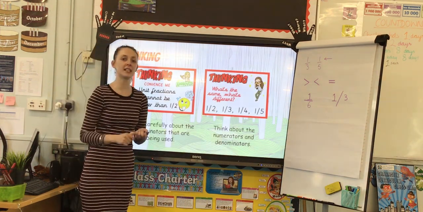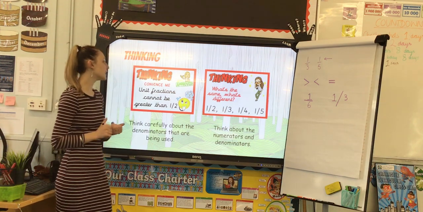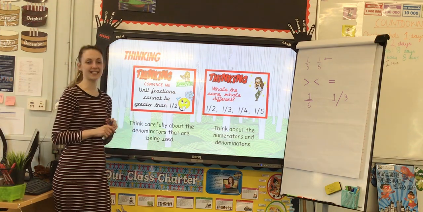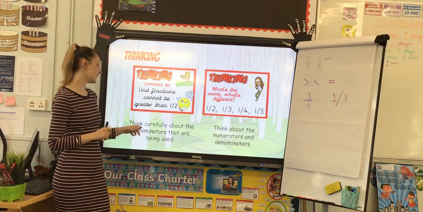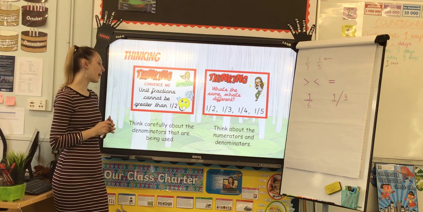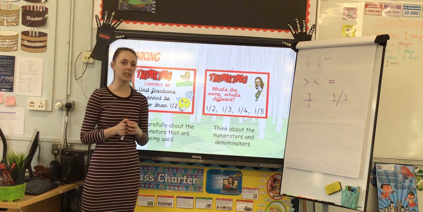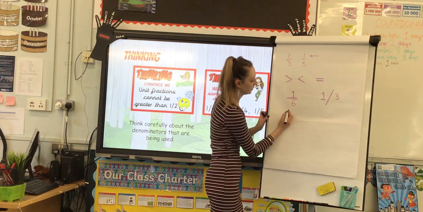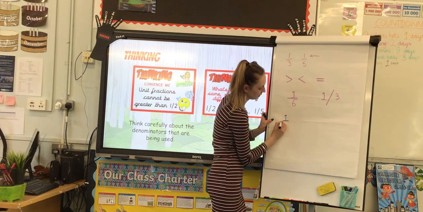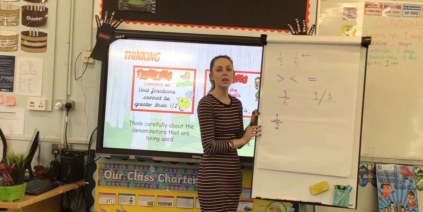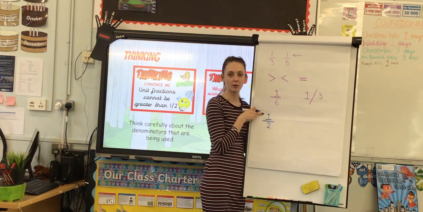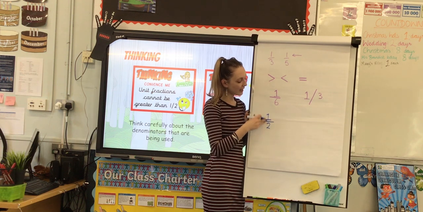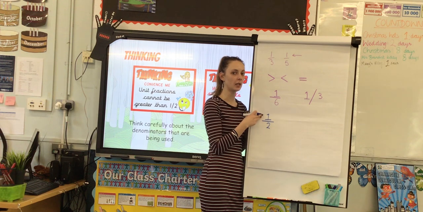Right, your first thinking task is convince me unit fractions cannot be greater than 1/2. And it says here, think carefully about the denominators that are being used. So if we look at the fraction 1/2, my numerator is 1. My denominator is 2. That's only 1 more than my numerator.